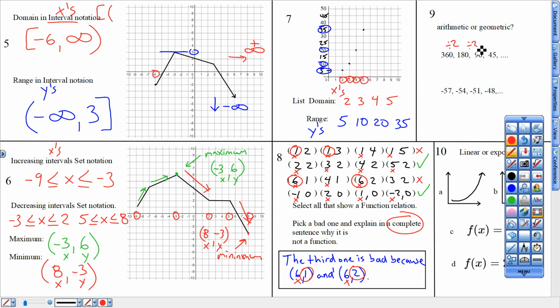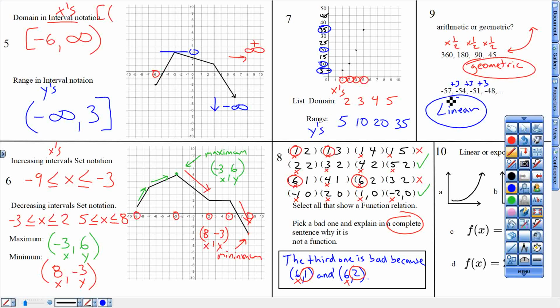180 divided by 2 is 90. But remember, folks, we show dividing by 2 as timesing by a half. But again, as soon as you see that it's not going up by the same amount, it's probably going to be geometric, going to be multiplying, going to be one of these curvy graphs. If it's something like this that I could see is clearly changing by the same number each time, this makes this one linear. That's going to make this one a straight line. That's what you need to know.